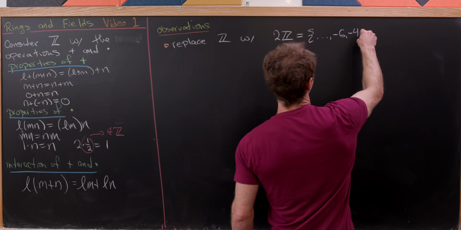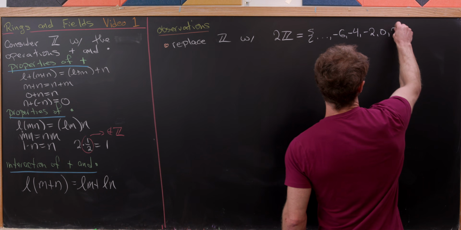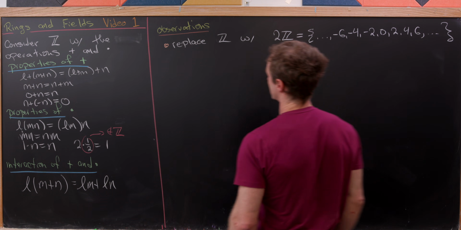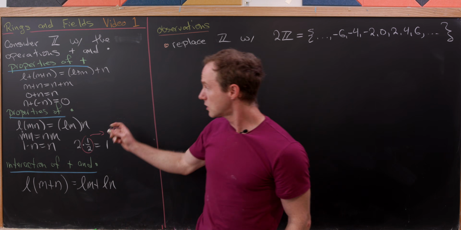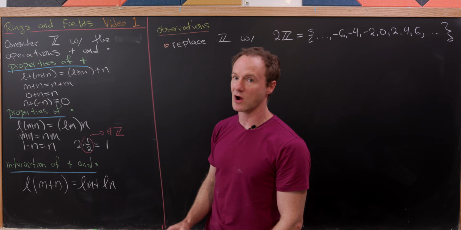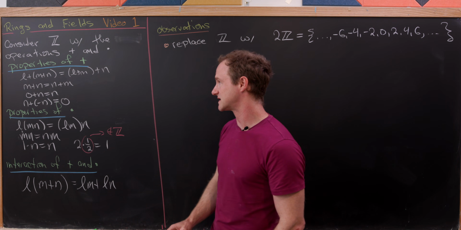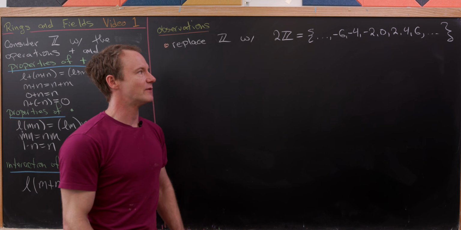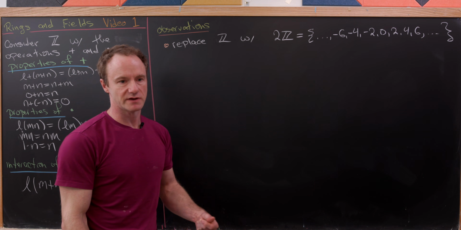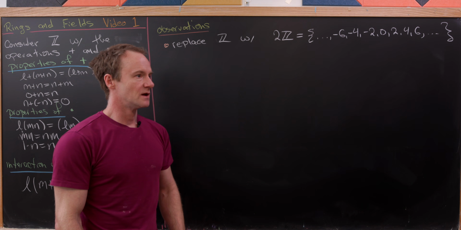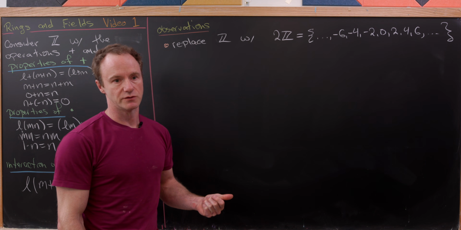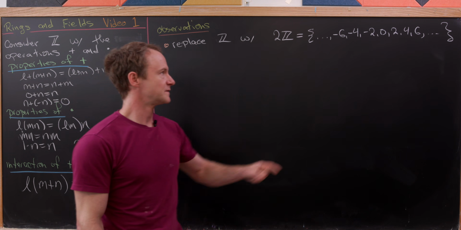-6, -4, -2, 0, 2, 4, 6, so on and so forth. And now if we look over here, all of these properties except for one are still satisfied. We can see that because if you add two even integers, you end up with an even integer. You multiply two even integers and you end up with an even integer.